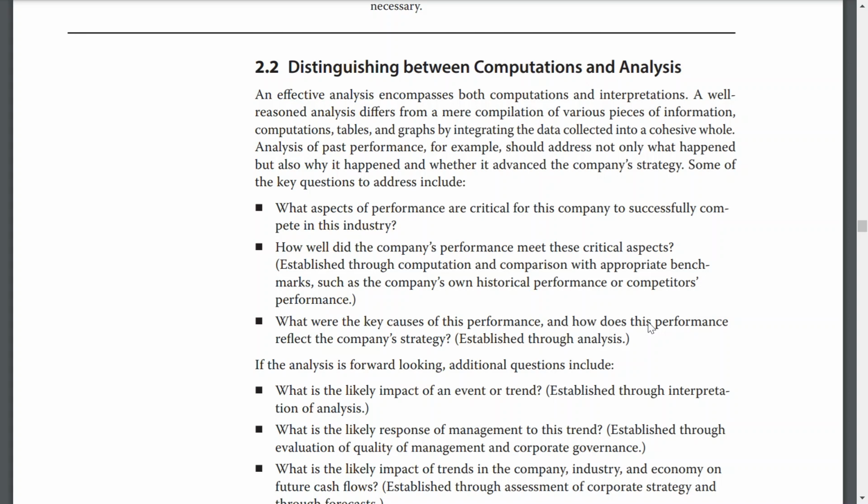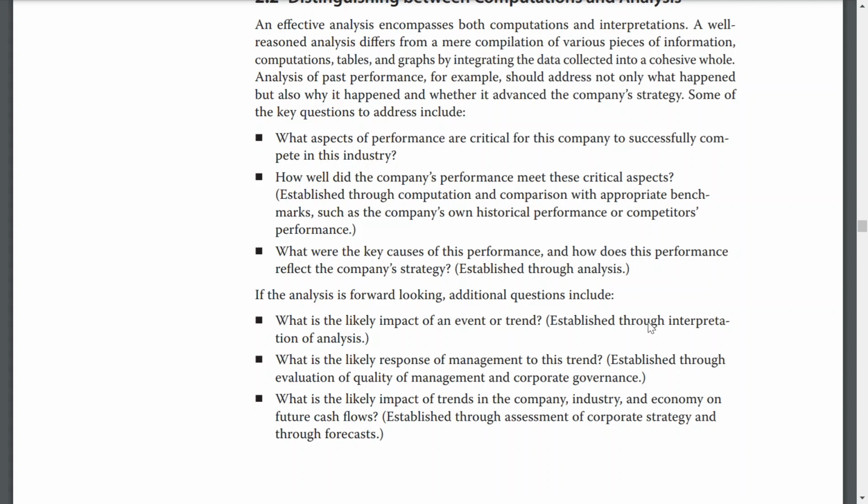Some of the key questions to address include: what aspects of performance are critical for the company to successfully compete in this industry? How well did the company's performance meet the critical aspects? What are the key causes of this performance, and how does this performance reflect the company's strategy?